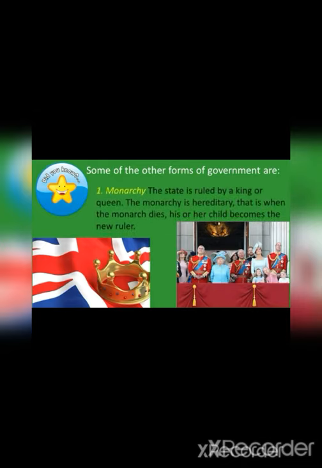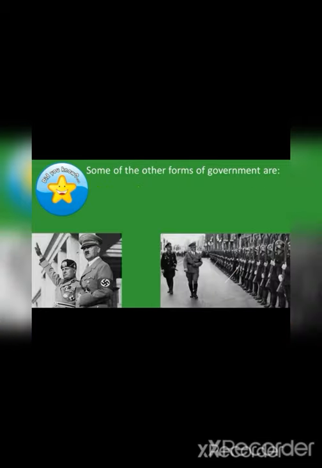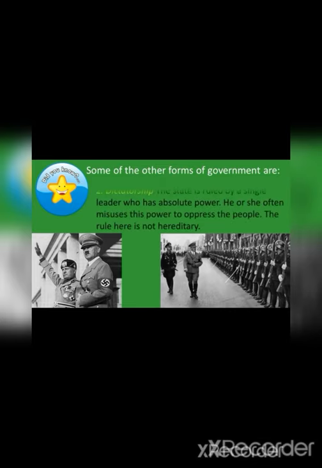Facts to learn. Some of the other forms of government are: 1. Monarchy. The state is ruled by a king or queen. The monarchy is hereditary. That is, when the monarch dies, his or her child becomes the new ruler. 2. Dictatorship. The state is ruled by a single leader who has absolute power. He or she often misuses this power to oppress the people. The rule here is not hereditary.